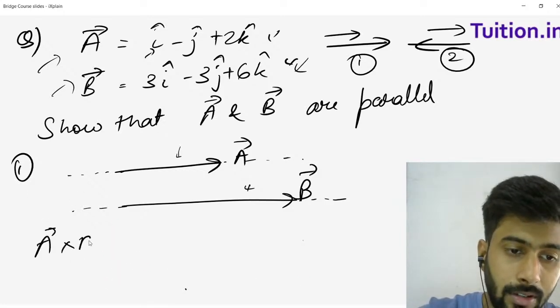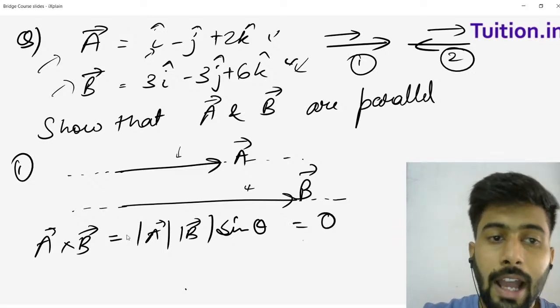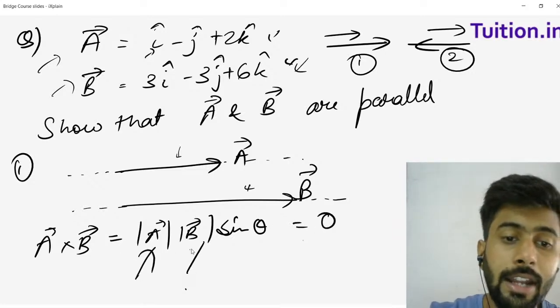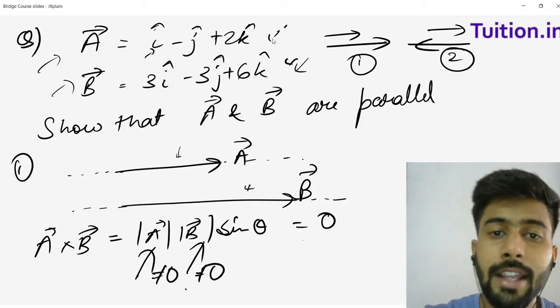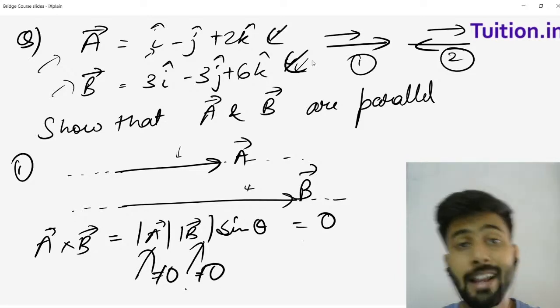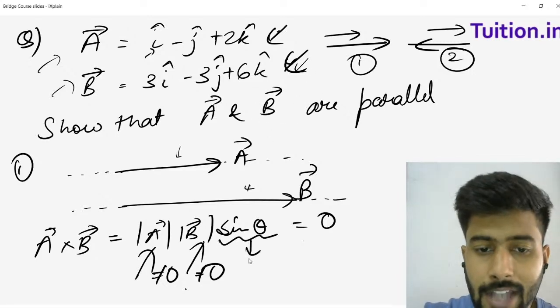That tells me A cross B is nothing but mod A mod B sine theta. And if I get it to be 0, and I can clearly see that A and B are non-zero, A is not equal to 0, B is not equal to 0 because they are non-zero vectors. Their magnitudes cannot be 0 because they are non-zero vectors. That means this sine theta has to be 0.